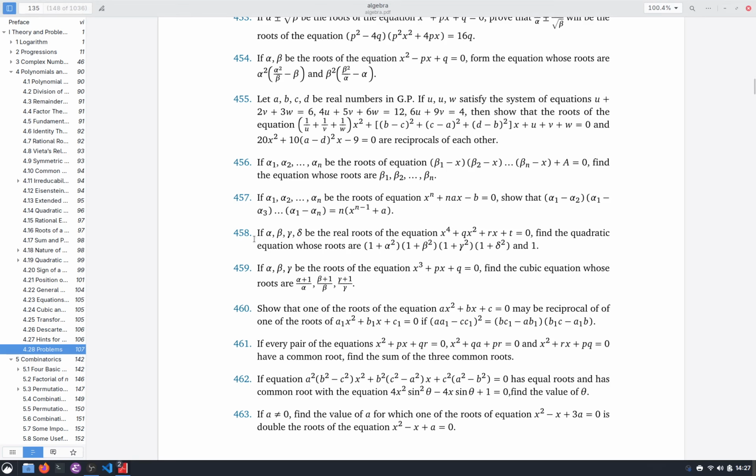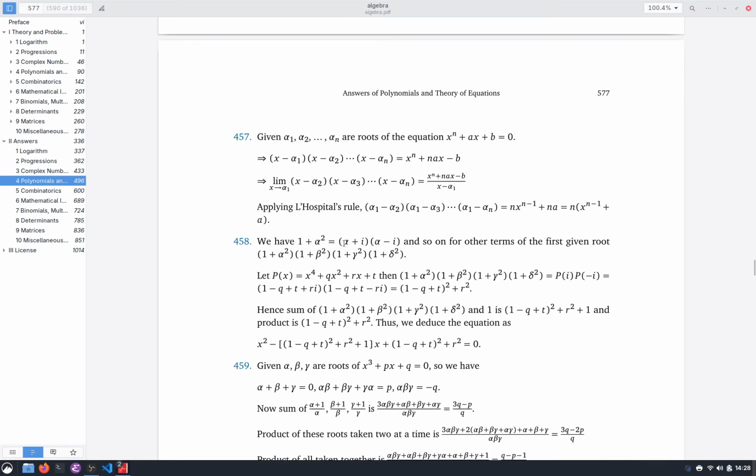Question 458 says that if alpha, beta, gamma, delta be the real roots of the equation x to the power 4 plus qx square plus rx plus t is equal to 0, find the quadratic equation whose roots are (1 plus alpha square)(1 plus beta square)(1 plus gamma square)(1 plus delta square) and 1.